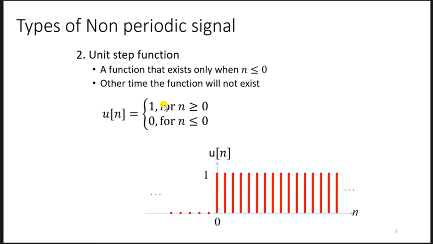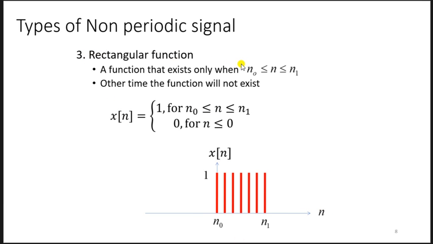Types of non-periodic signal again, unit step function, sorry. It exists only when n is smaller or equal to 0. Okay. Oh, sorry. There is a mistake here, n is bigger or equal to 0. Okay, so the step function here has value 1 for n bigger or equal to 0 and 0 for n smaller than 0.